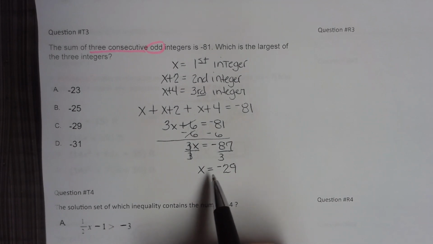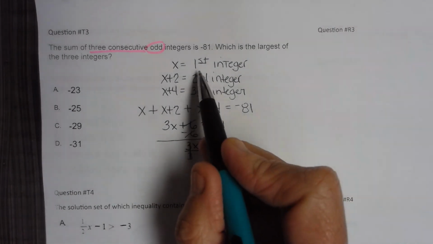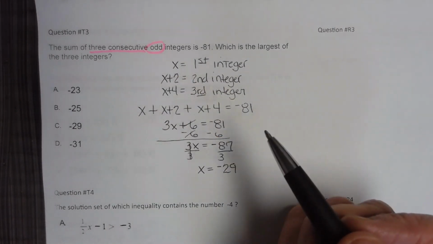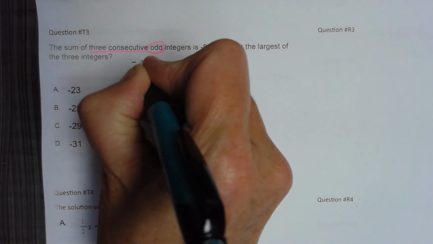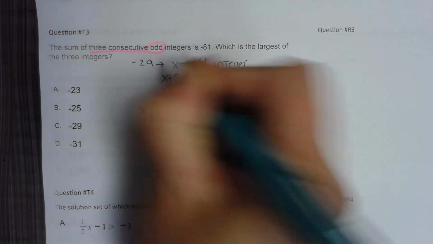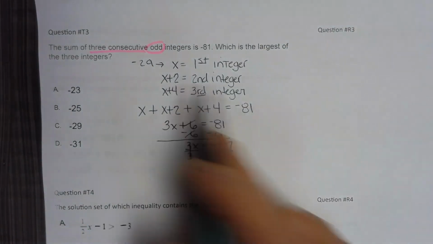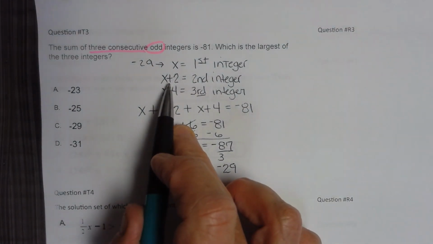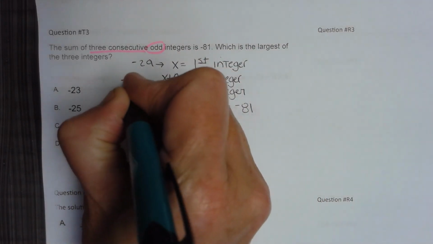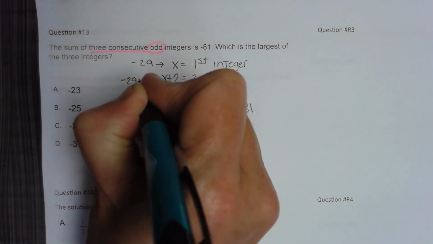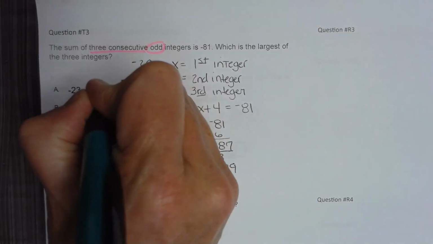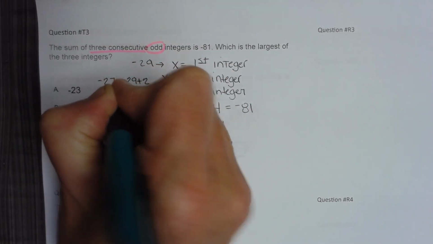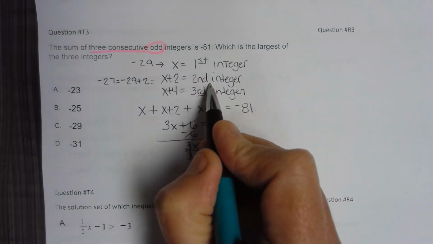This is my smallest integer. It's my first integer. It's x. So this is negative 29. If I want my second integer, I actually add 2. So I need to be careful. This is negative 29 plus 2. So this is actually negative 27 for my second integer.